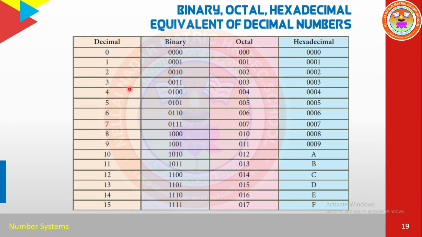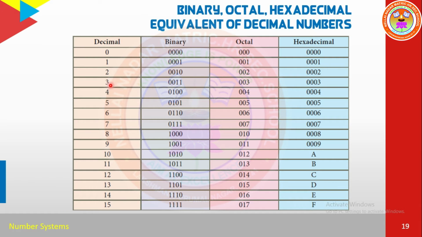Okay, the next one, 3. The decimal value is 3. Now we are going to convert to binary. We put 0011. How does 11 come? Already we know the first value is 1 and the second value is 2. The first position being 1 means the main value is 1. The second position being 1 means the main value is 2.